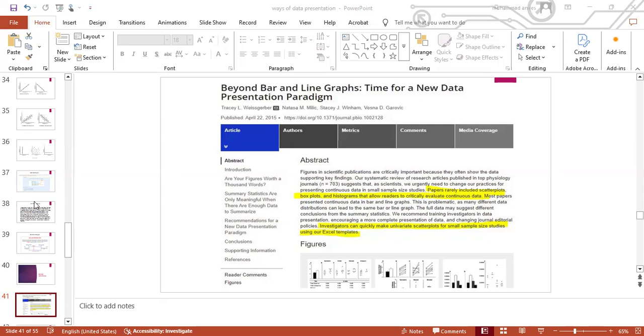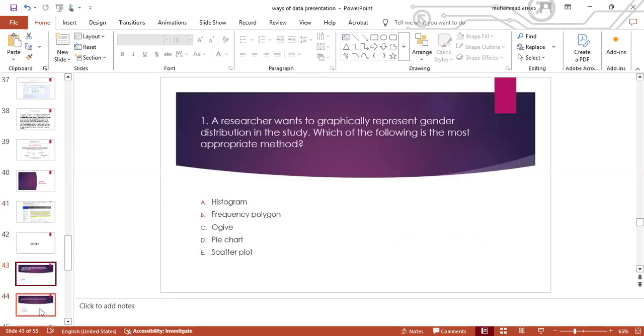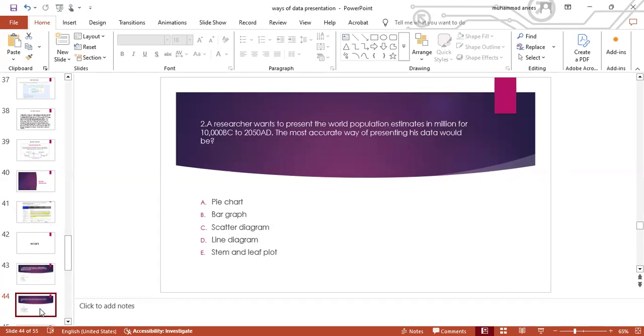Now, moving on to the MCQ section. A researcher wants to graphically represent gender distribution in the study. Which of the following is the most appropriate method? A, histogram, B, frequency polygon, C, ogive, D, pie chart, E, scatter plot. Pie chart. Yes, pie chart is the correct answer.